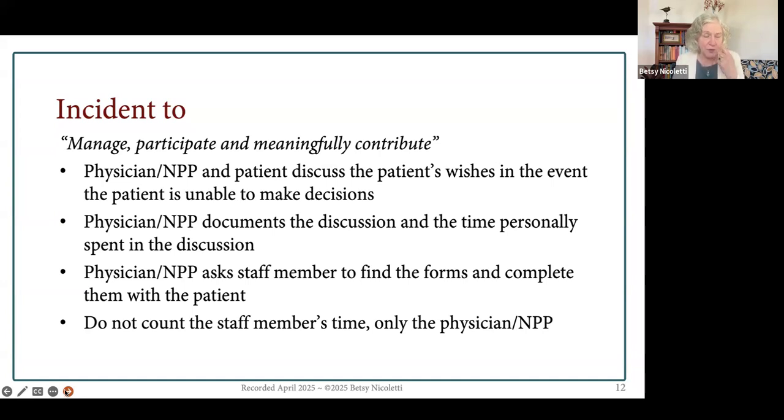Remember, when these codes were valued, they were valued with the work RVU that these services were going to be performed by the physician or non-physician practitioner.